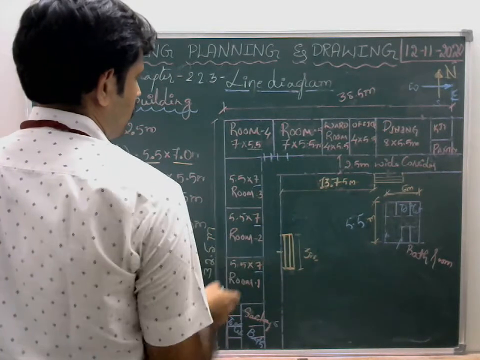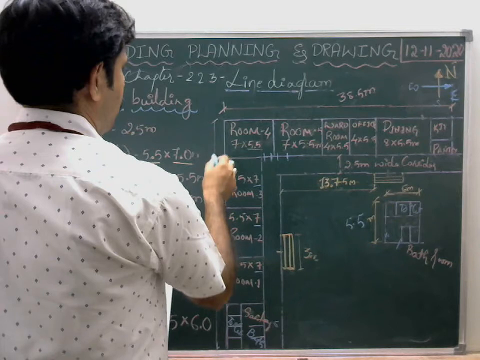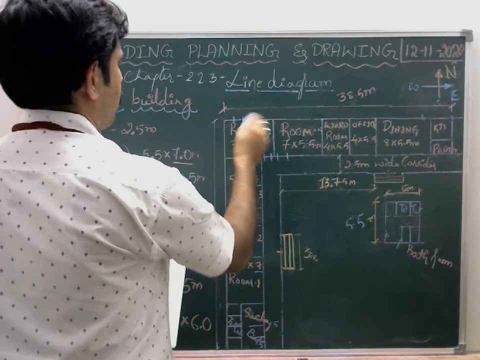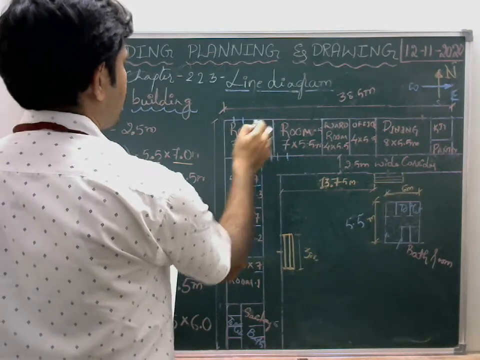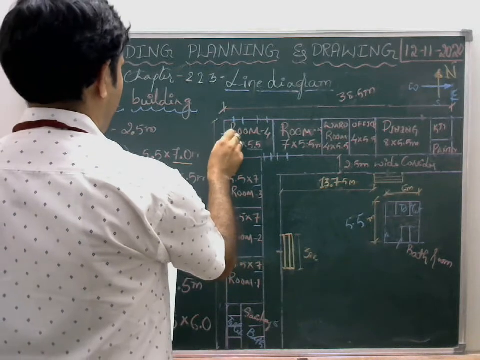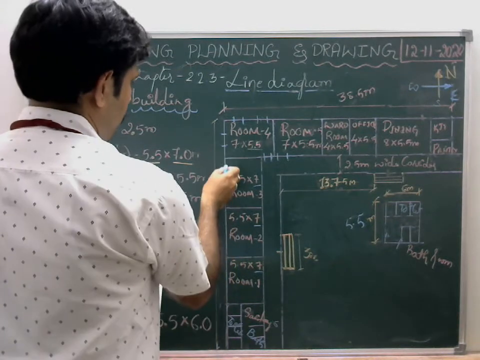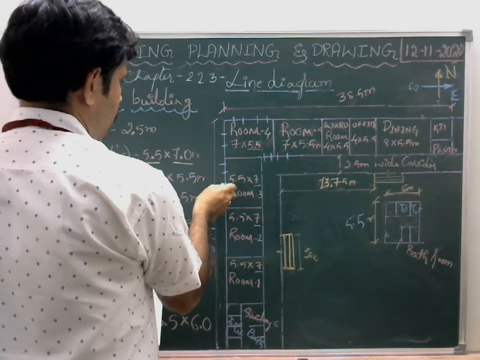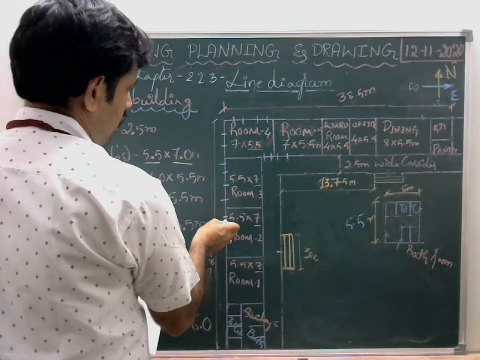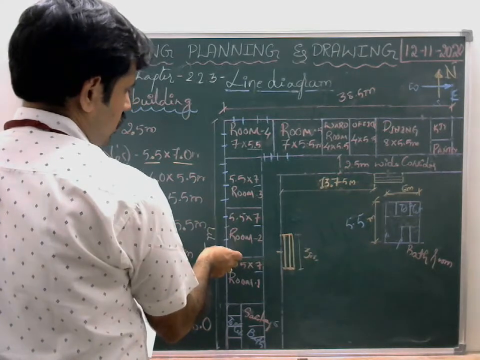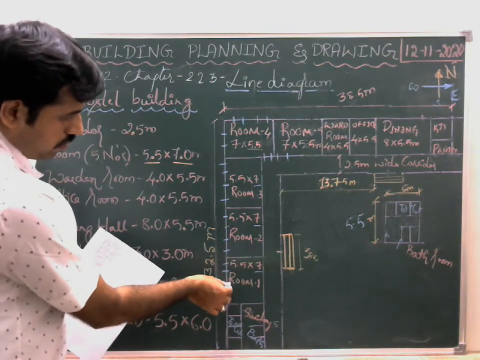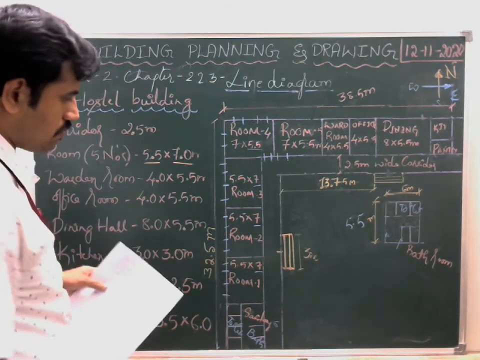Again, here you can provide a window. These are for 7 meters, so we can provide two windows. And again, you can provide one window here, and here two windows along 7 meters. And again here also. The length is more, so I am going to accommodate two windows around 7 meters.